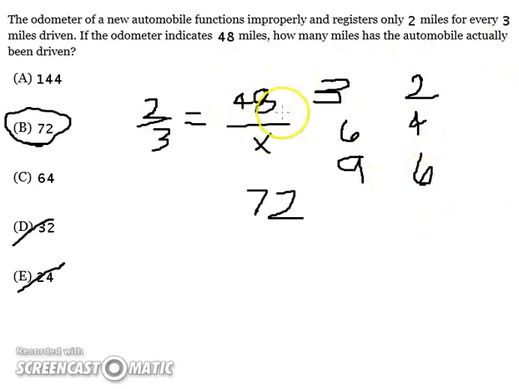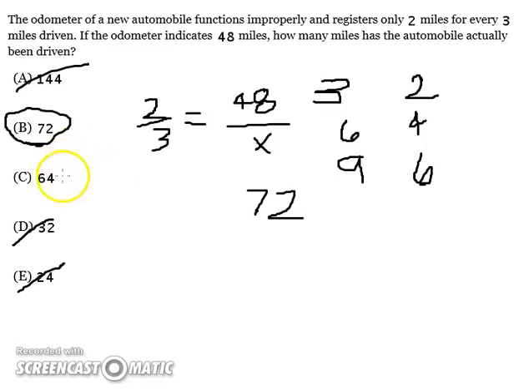So if you have 48 showing on the odometer, double 48 would be 96. So your actual miles driven should be less than 96, because your actual miles driven are less than double what's showing on the odometer. I hope that makes sense. So 144 is definitely out, because it's way more than 96. And we know our number should be less than 96.